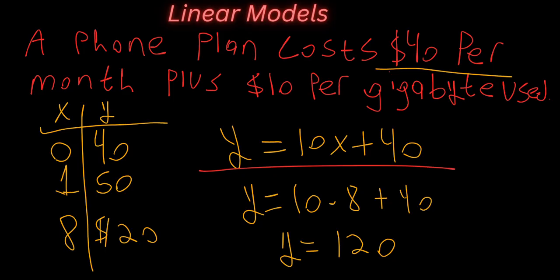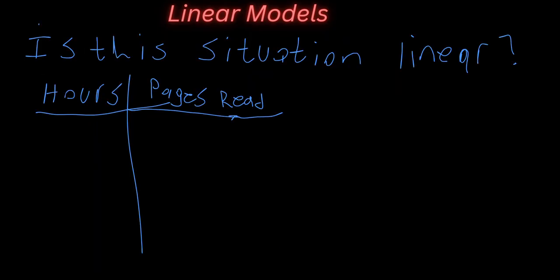Let's move on to another problem where I'm going to give you a table and ask you if the situation is linear. So this is our table, and let's put our hours. And we're being asked, is this situation, as represented by a table, is it linear? If it's not, why is it not? If it is, it is. So let's take a look at this.